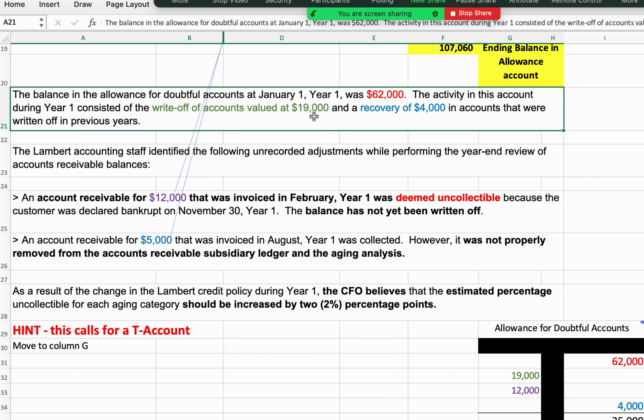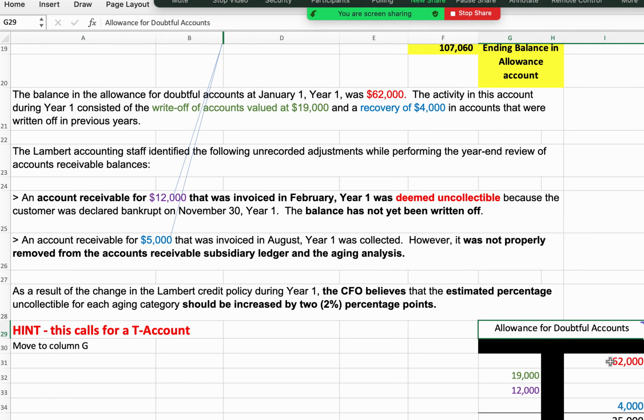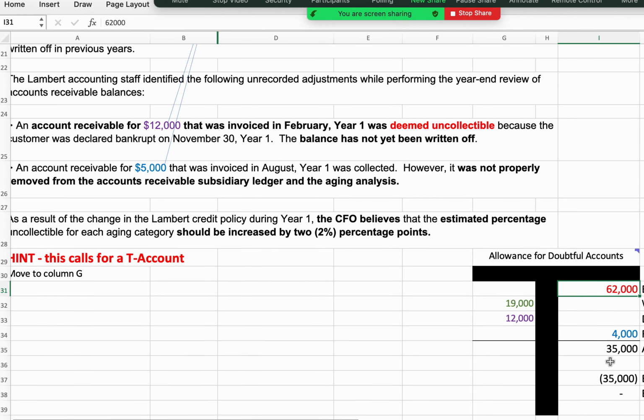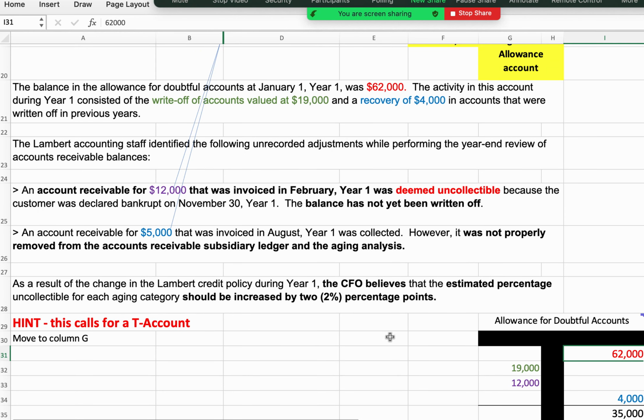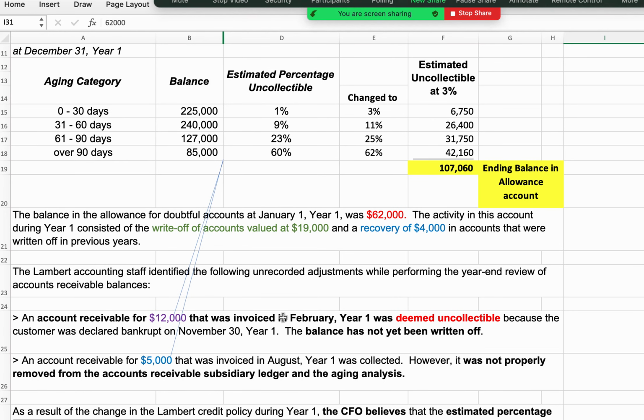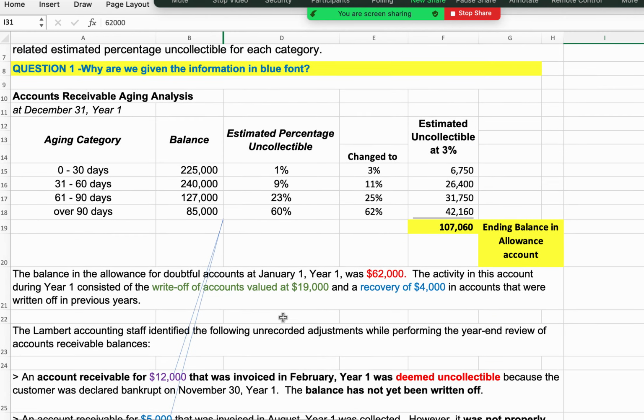Does that make sense? This balance in the allowance account is full of account balances, but we don't know which accounts. We just know some of them aren't going to pay. Once we know who doesn't pay, we have to take them out. So that's why this $19,000 is a debit to that allowance account. Because we wrote off $19,000, and therefore we don't have to, quote unquote, allow for these accounts to be uncollectible, because we know they were uncollectible now. We know who they are, and we have written them off, so we need to take them out of the allowance balance. Good? Okay, where else do we have here? Okay, so we have that.